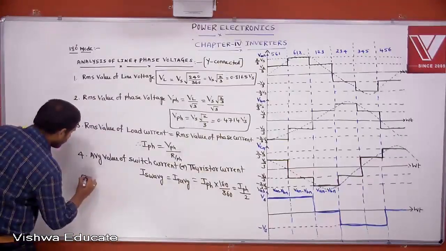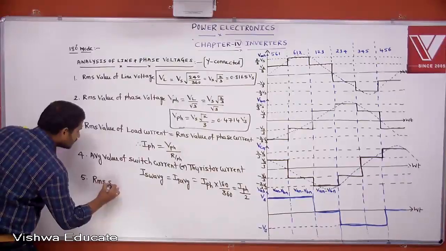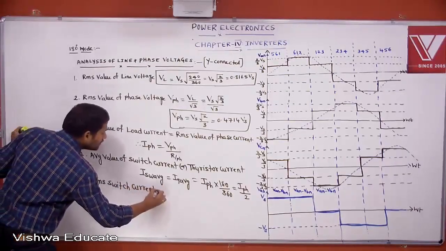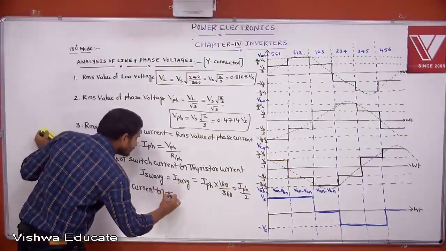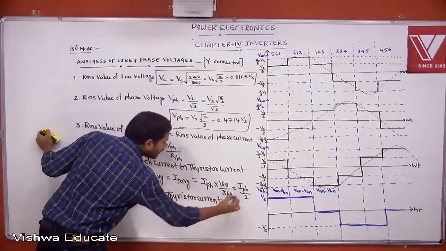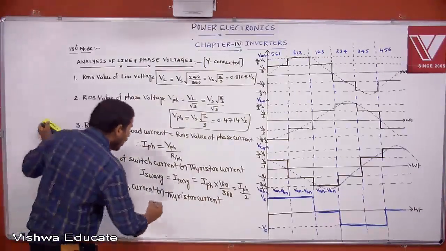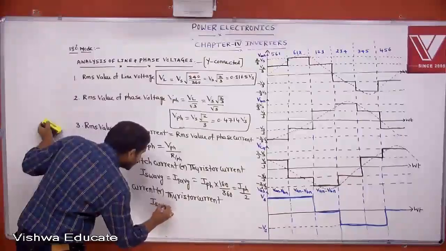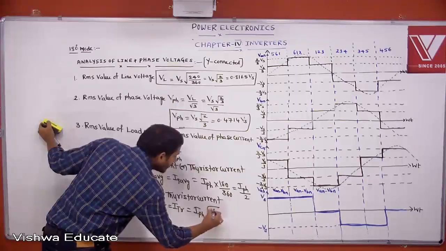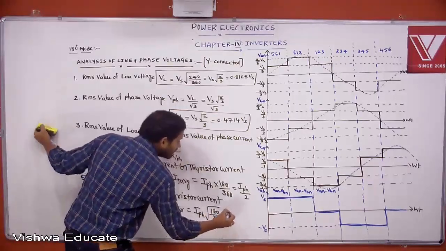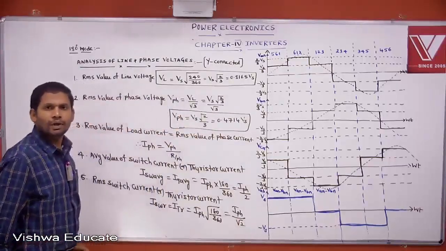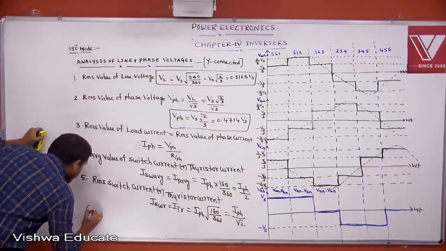Next. RMS switch current or thyristor current. Then how can we write it? ISWR equal to or ITR equal to I phase into, for the RMS value you take the square root of 180 by 360. That is I phase by root 2. Okay. Then three phase load power.